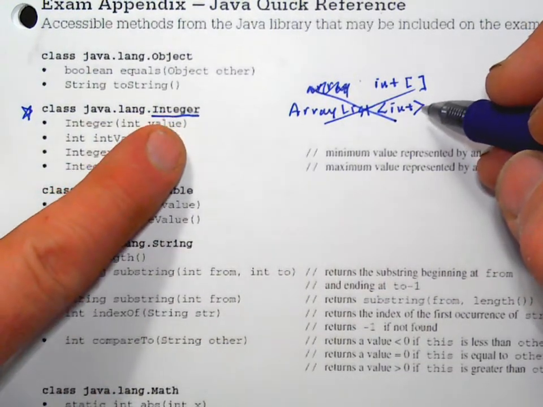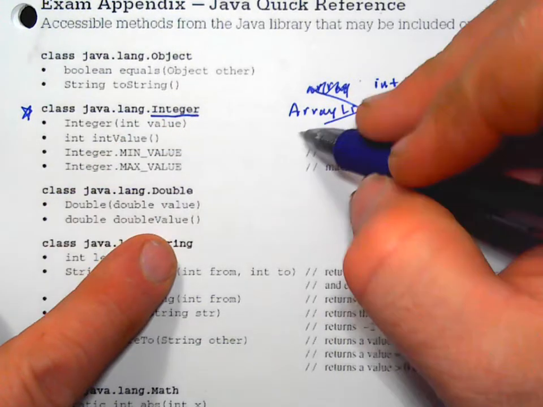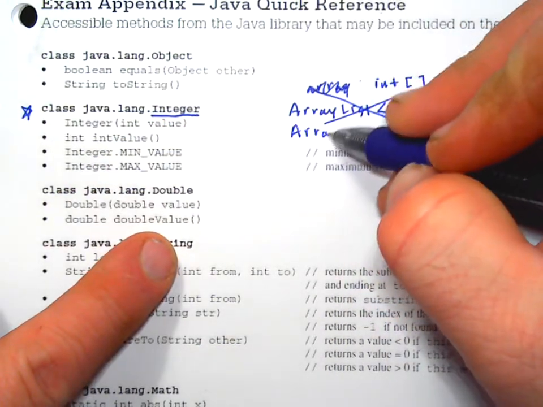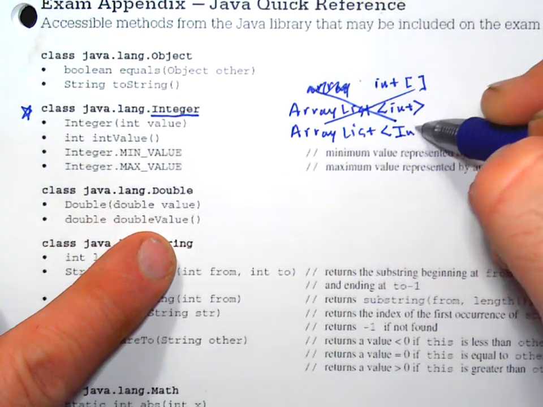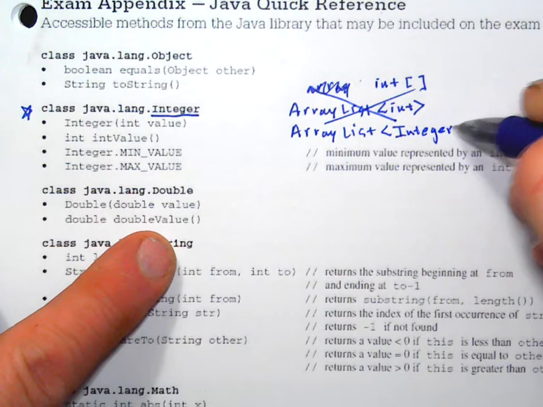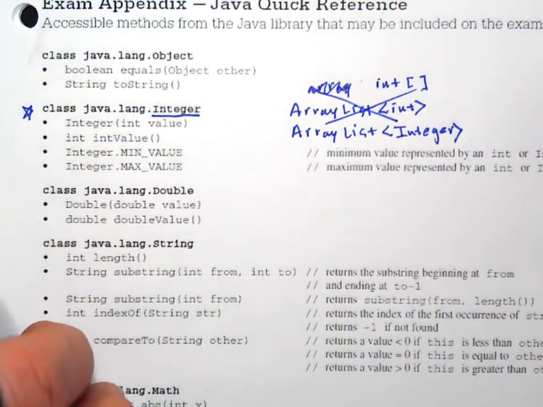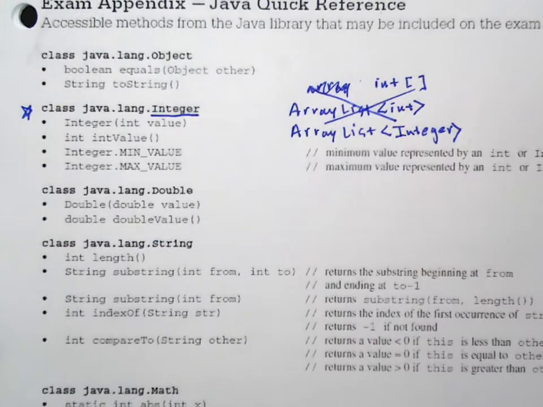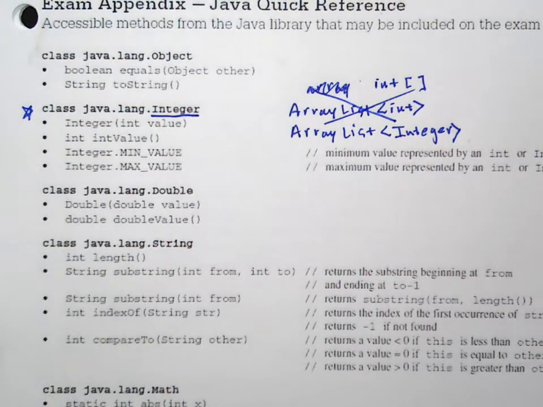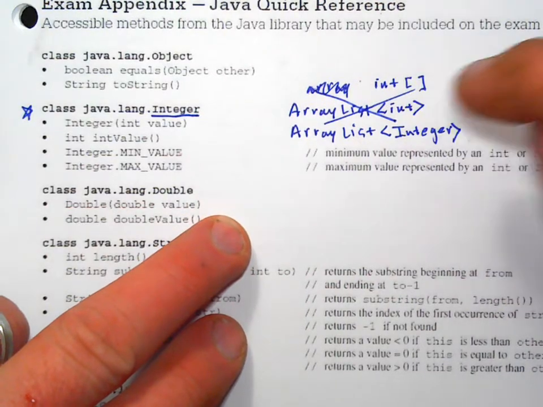But you can make them into Integer objects. Now they're treated like objects. Now you could make an array list that holds Integer objects, capital I. Now, I just want to go over a couple of the basic things for using Integer objects. One is, how do we put ints into an Integer object?